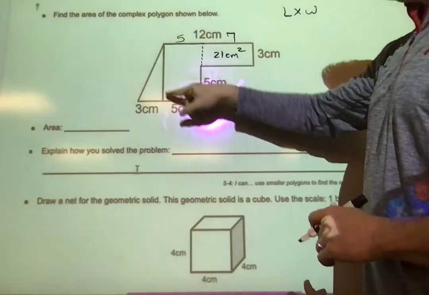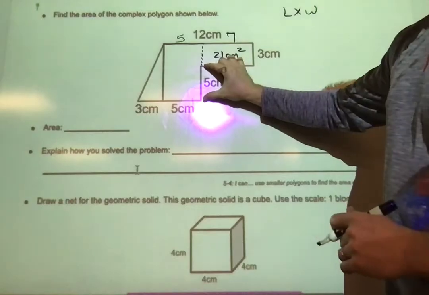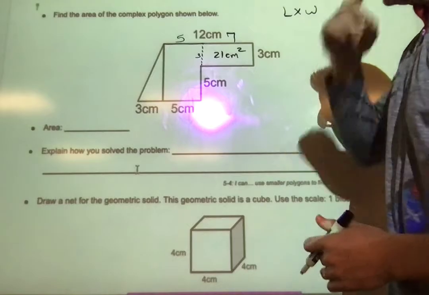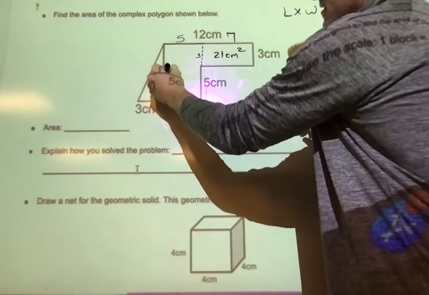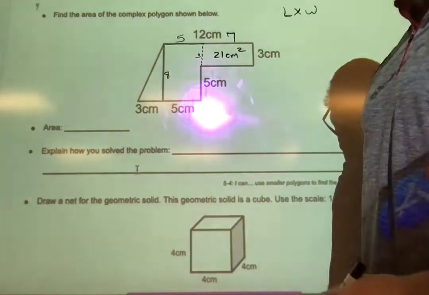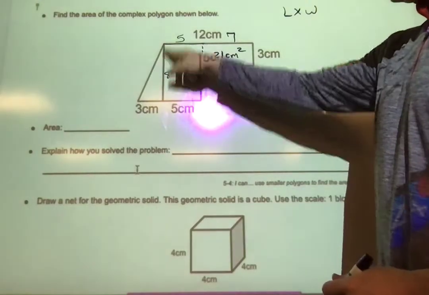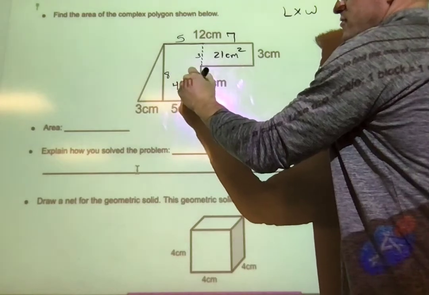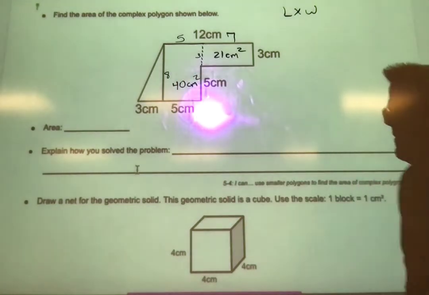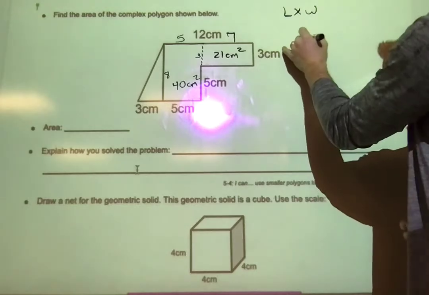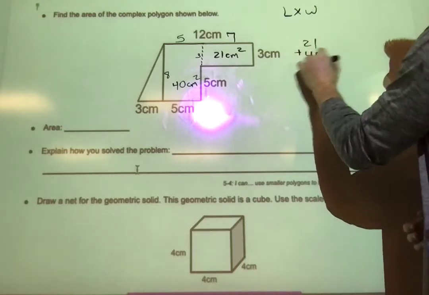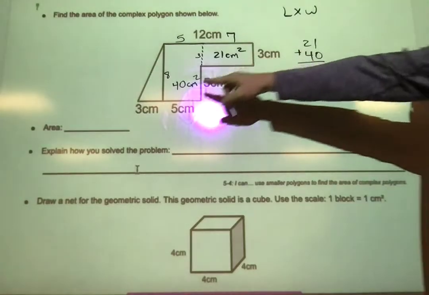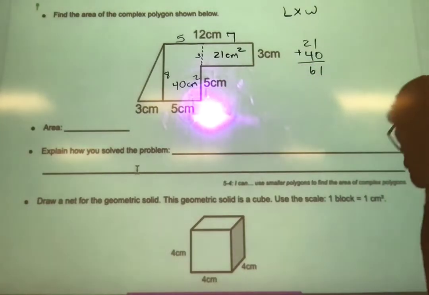And on this bigger rectangle here, I know if this is 5 and this is 3, this also has to be 3. So 5 plus 3, this whole side would actually be 8. Okay, so this rectangle is 8 by 5. So 8 times 5 is 40. So I have 40 square centimeters in that rectangle. So let's go start totaling over here. 21 plus 40. I already know I'm at 61 square centimeters already with these two. Now I need to get the triangle added in.